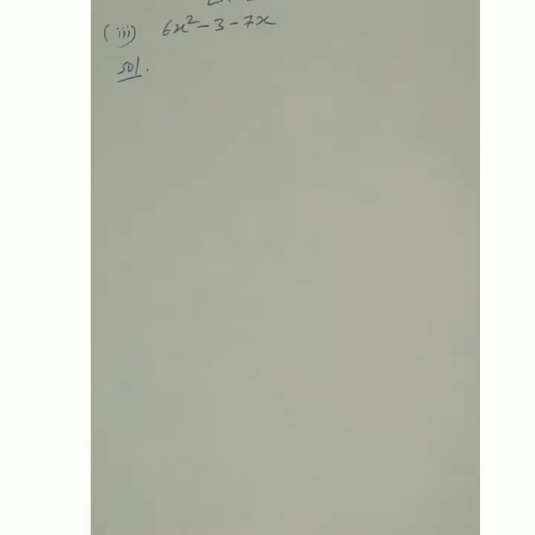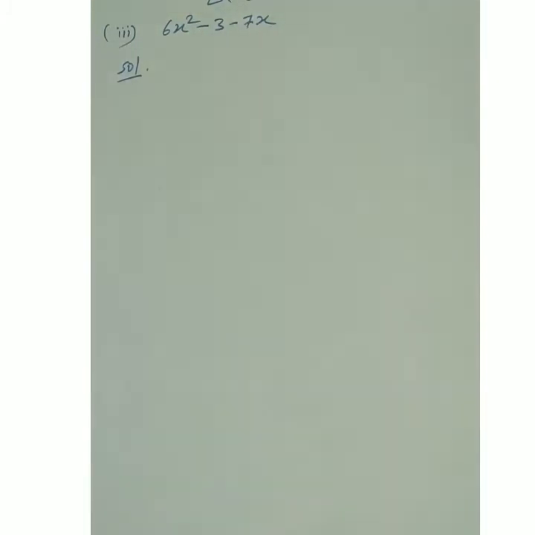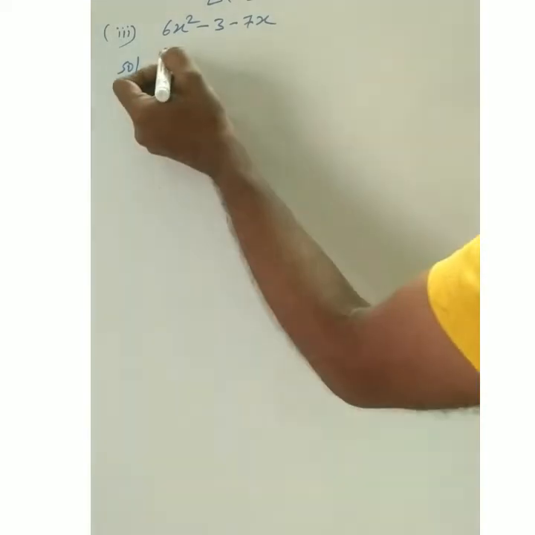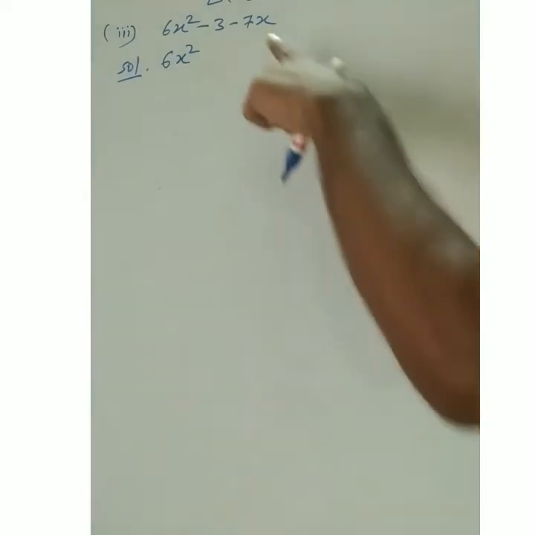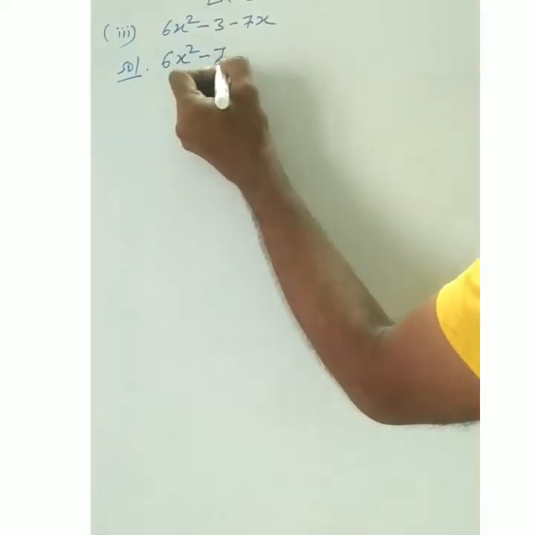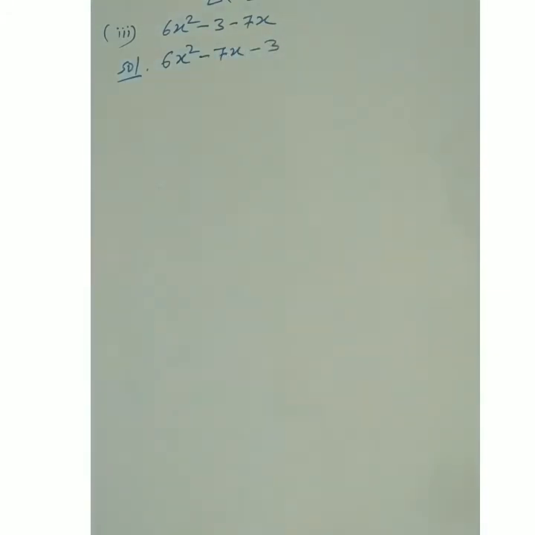Now in this third part, this quadratic polynomial given to us is not in the standard form, so we have to rearrange it. First of all x square, then we require x, so write minus 7x and then minus 3. This is the rearrangement of the polynomial.